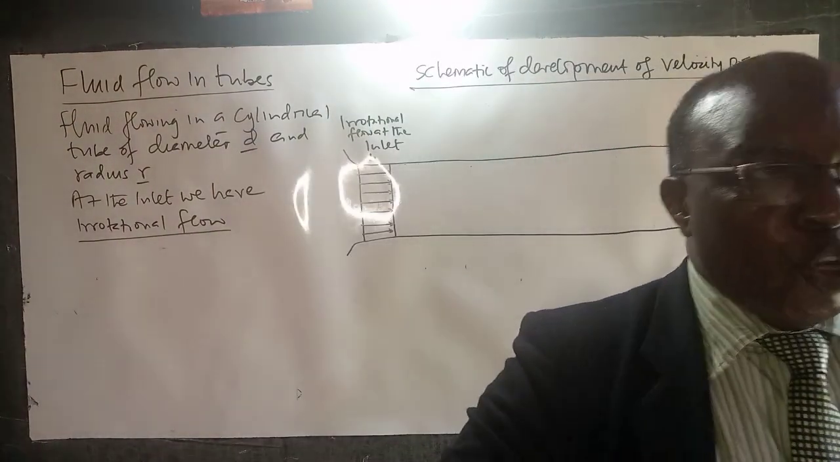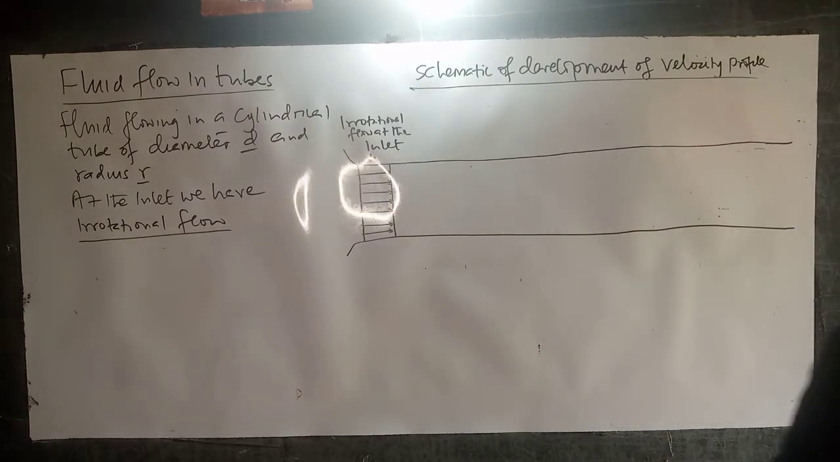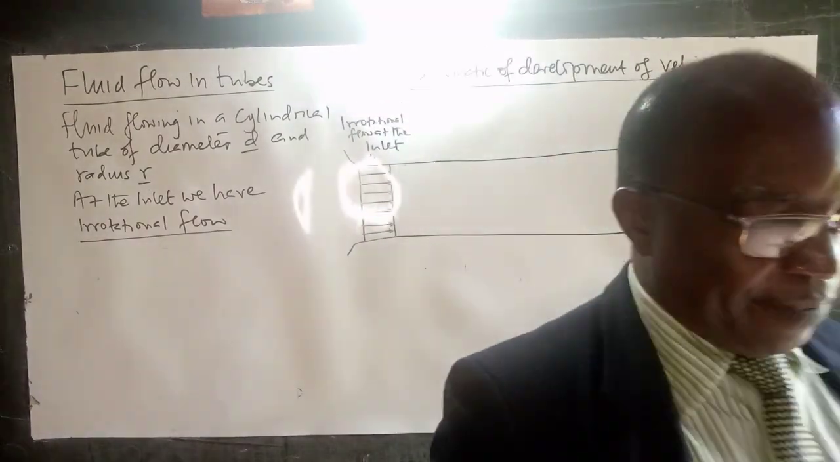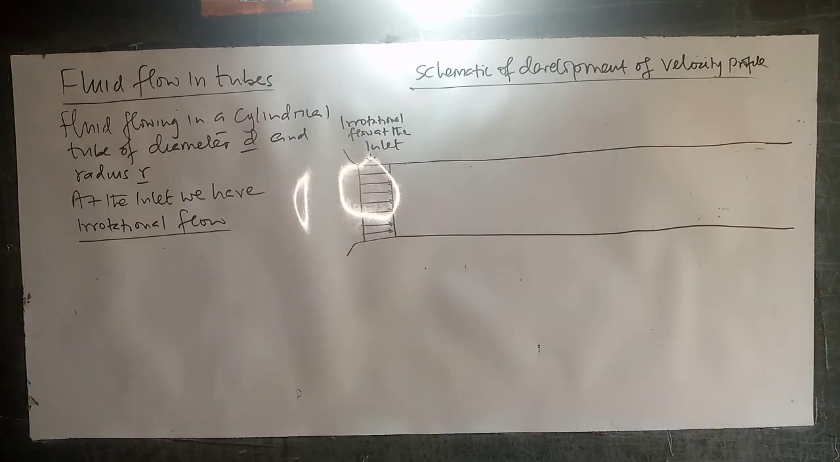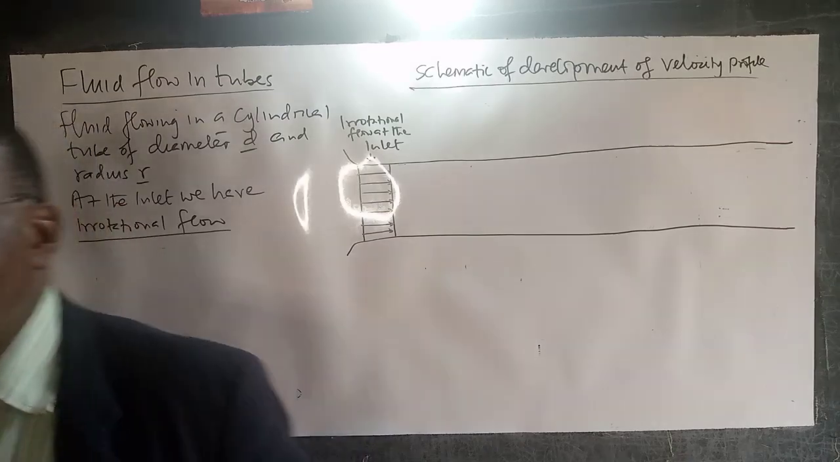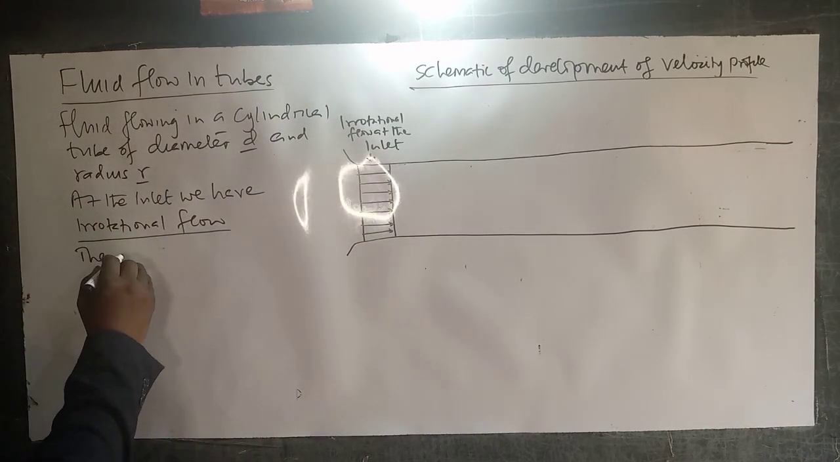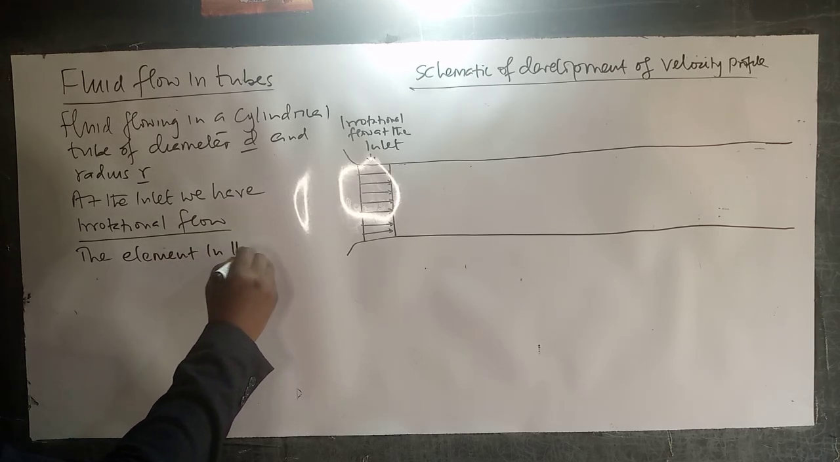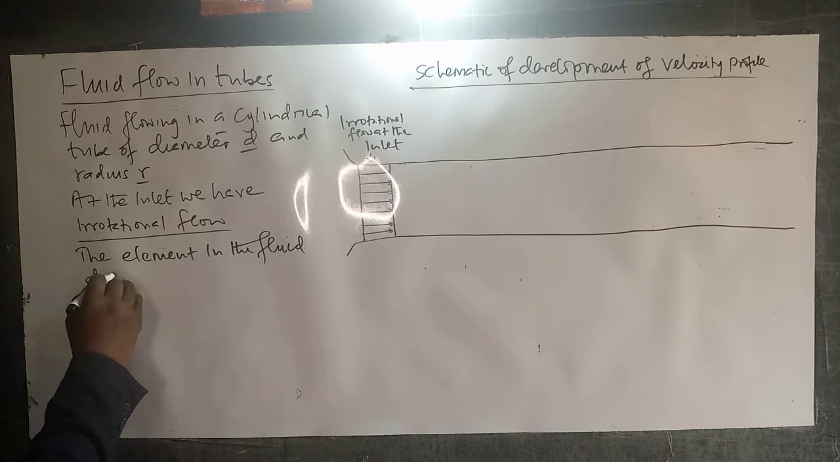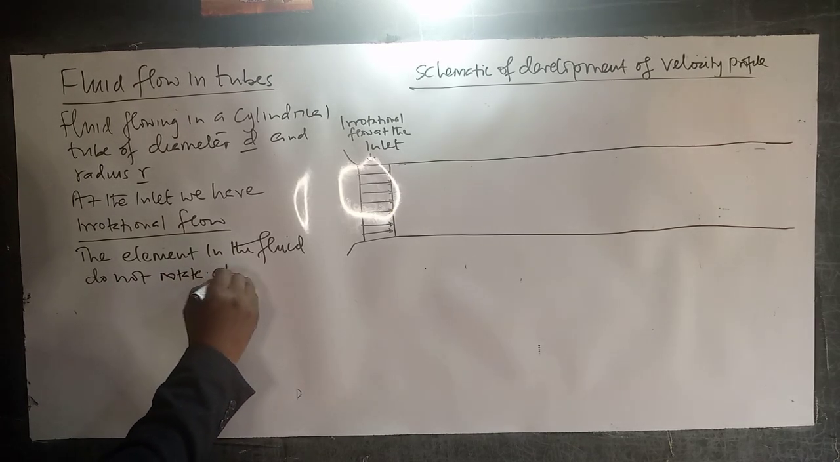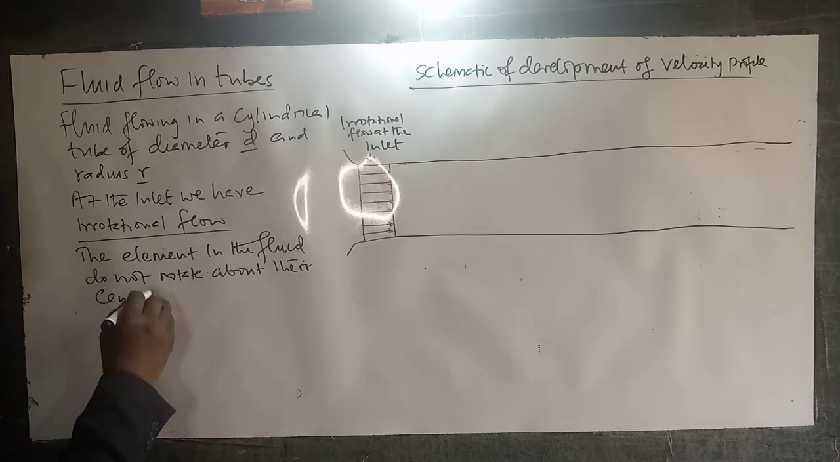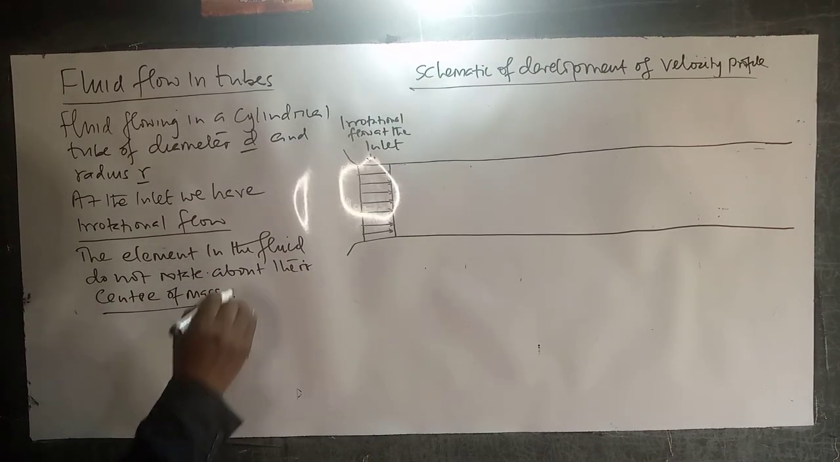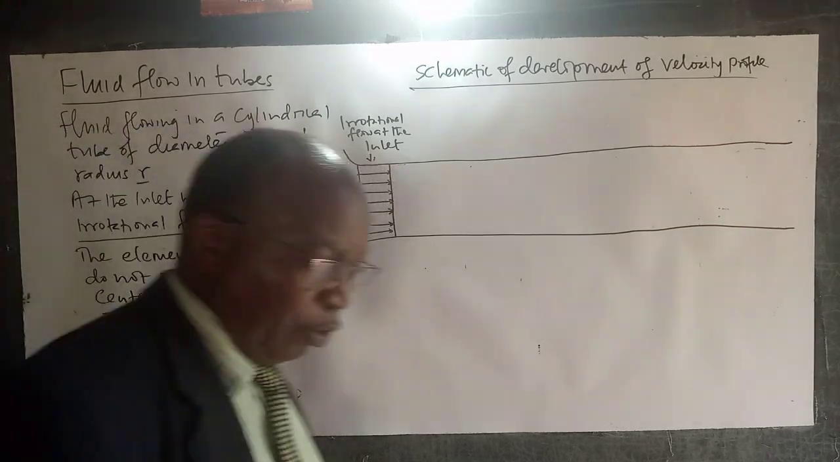So why do we emphasize the word irrotational? Irrotational, just from ordinary English language, means something which does not rotate. So precisely what we are saying is that at the entry of the fluid into this tube, those elements in the fluid do not rotate. They do not rotate about their center of mass. The elements in the fluid do not rotate about their center of mass. That's what we mean by irrotational flow.